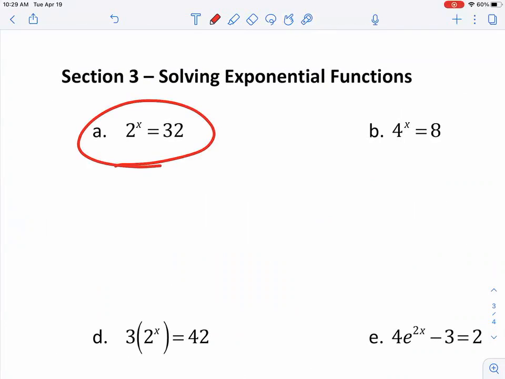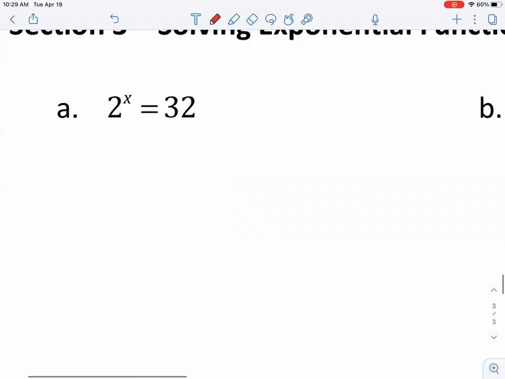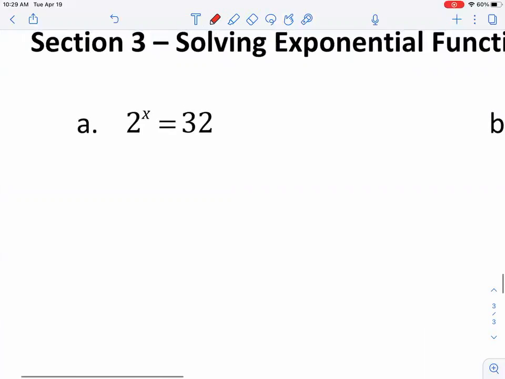Now, if you guys remember your powers, x equals 5, right? 2 to the 5th is 32. So we can do that pretty quickly by just knowing our powers. We also could solve this using a log, which I'm going to show you how, because some of them we can't do very quickly. So if I wanted to write this into log form, remember the 2 becomes our base. And so this written in log form is that x equals log base 2 of 32.